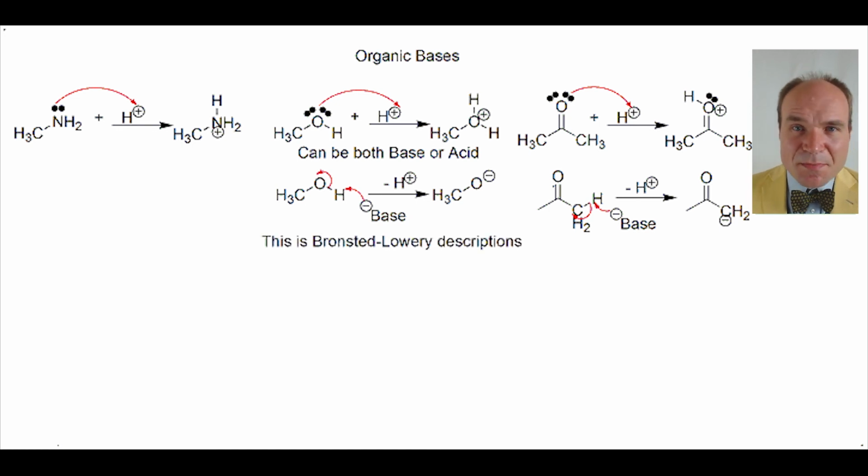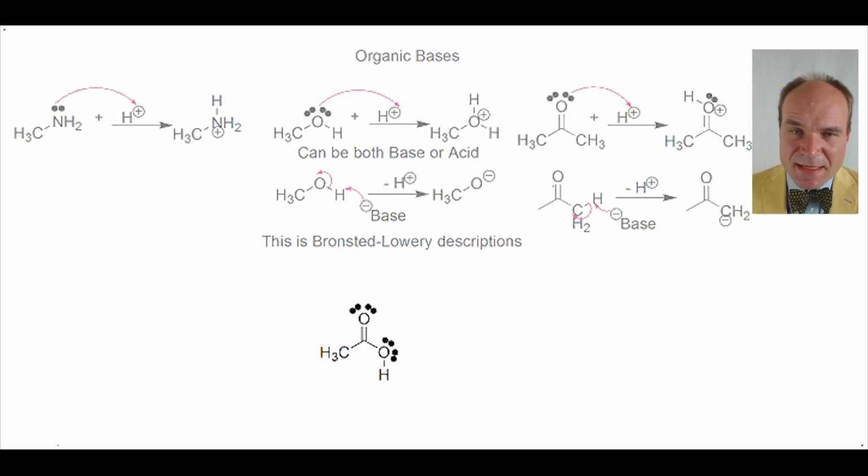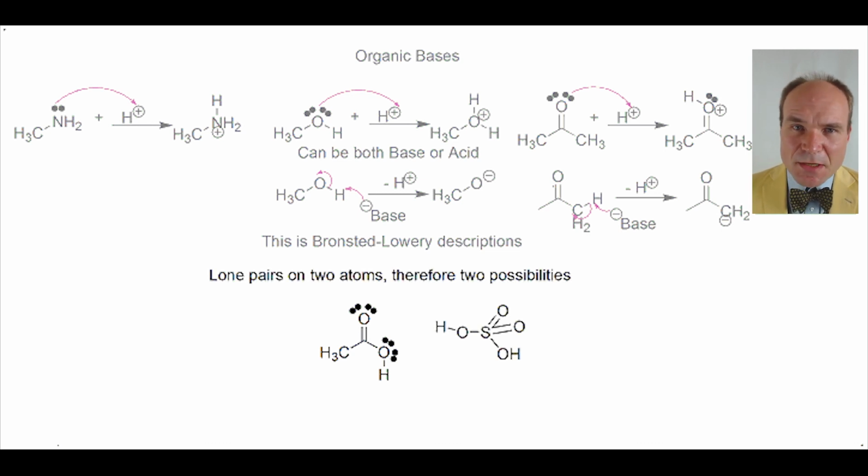All these examples use Bronsted-Lowry descriptors. Here we're going to see an example of a carboxylic acid. In this situation, we have two sets of lone pairs. One where an oxygen is singly bonded to the middle carbon, and the other where an oxygen is doubly bonded. Two different oxygen species. But either of those species' lone pairs can react with an acid.